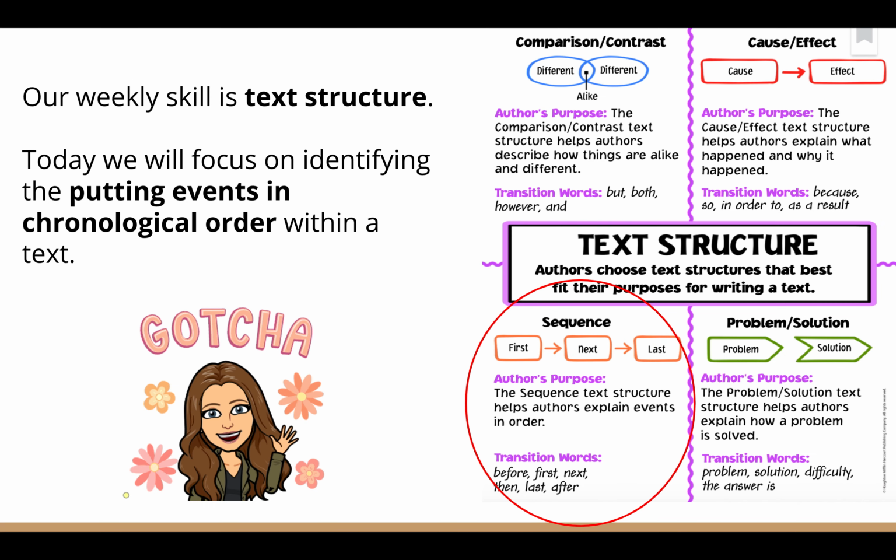So we talked yesterday and Monday about how our weekly skill is text structure. Yesterday we mostly focused on problem and solution within a nonfiction text and answering questions based off of that. But today our focus is going to be putting events in chronological order within a text. Chronological order is also known as sequencing, but it means the same thing. These skills are the same thing, putting events in order.